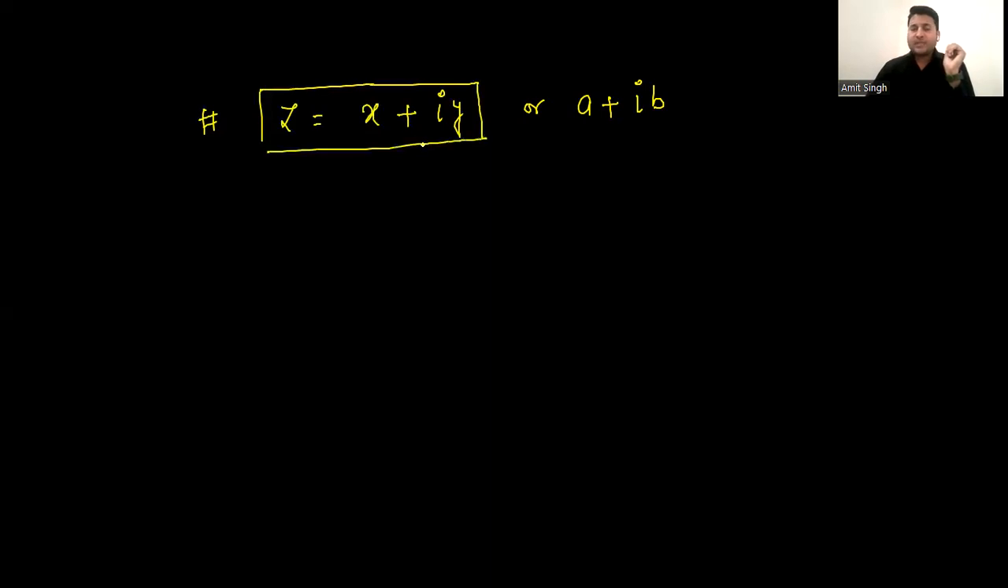Generally, a complex number is denoted by z, and it has two components. One is known as the real part, another is known as the imaginary part. So the standard form of a complex number is x plus or minus iy, or sometimes also written as a plus or minus ib. This is the standard form for a complex number. What is x here? x is called the real part of the complex number z, and y is called the imaginary part of the complex number z.